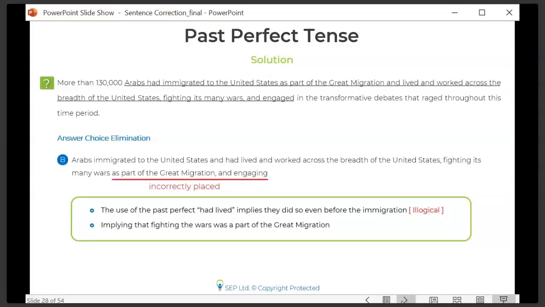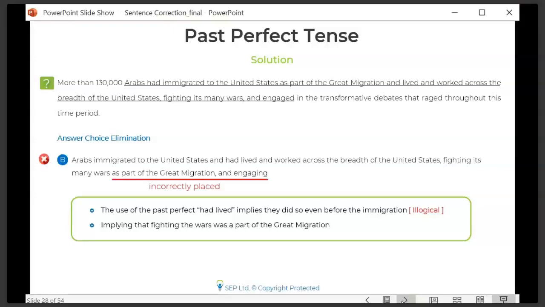It implies that the fighting of the wars was a part of the Great Migration. Okay, fighting its wars as part of the Great Migration is not per the intended meaning, and therefore this choice is incorrect. Again, none of you chose choice B, so perhaps what you need to check is, did you eliminate it for the reasons that I have discussed just now?